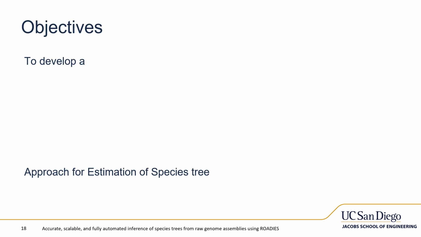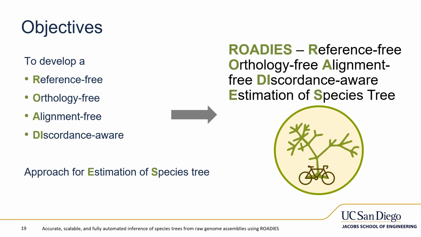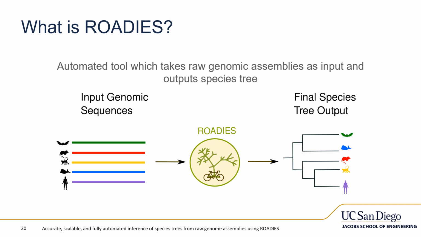And with that, our objective of this work is to develop a reference-free method where we do not have any reference bias, an orthology-free method where we don't want the user to separate out orthologs and paralogs, an alignment-free method where we do not want any whole genome alignments, and also to be discordance aware to generate a species tree from the genomic data. And this is how we named our tool ROADIES, which fulfills all of these objectives as highlighted. Now, ROADIES is an automated tool which creates a species tree directly from the raw genomic assemblies. Along with the species tree, it also generates gene trees.